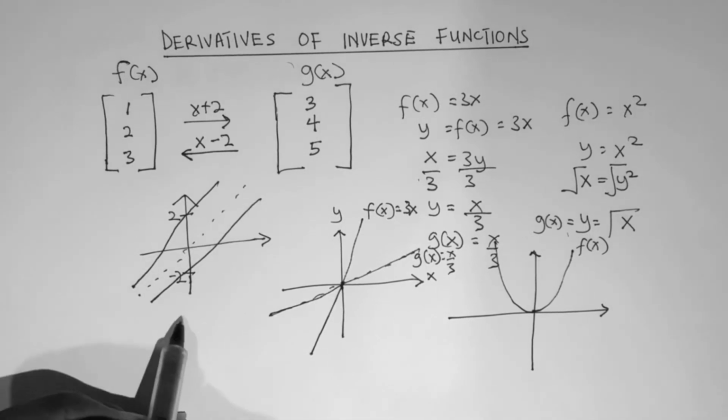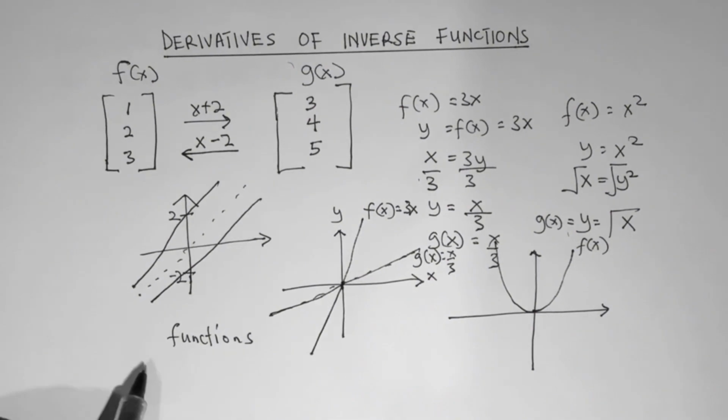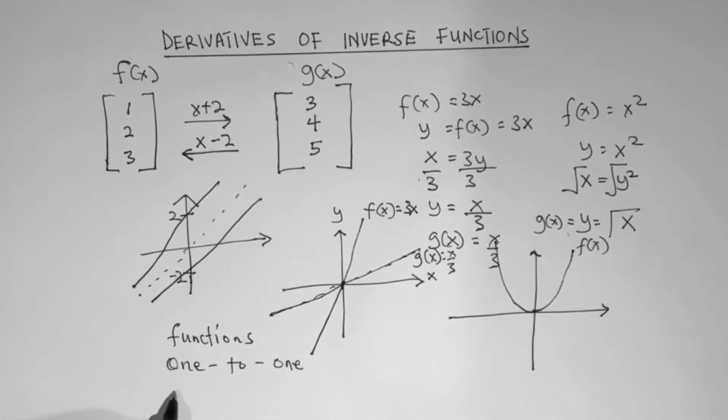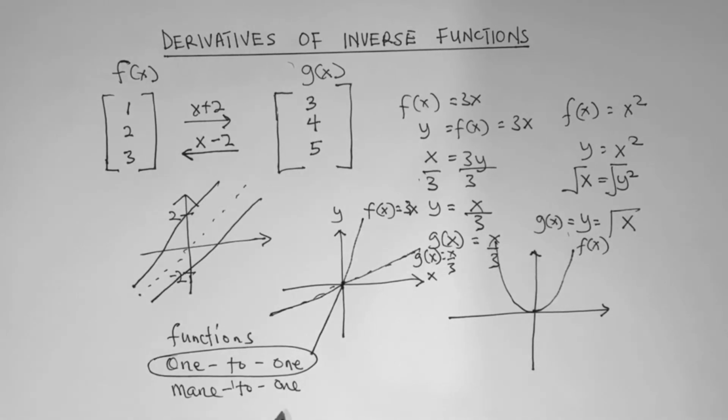Now, remember that when we spoke about functions, we said that in terms of relation, a one-to-one relation is a function. And then we also said that a many-to-one relation is also a function. However, for inverse functions, it is only a one-to-one relation that will qualify for an inverse function. But a many-to-one relation will not pass for an inverse function.